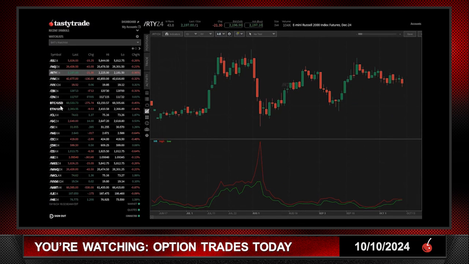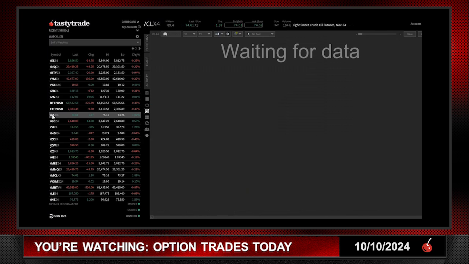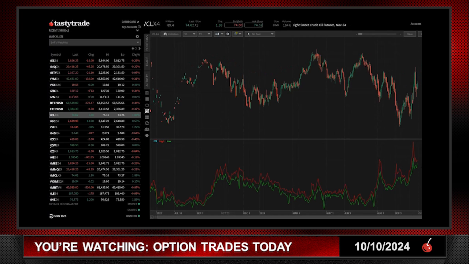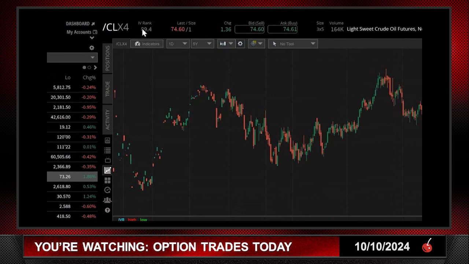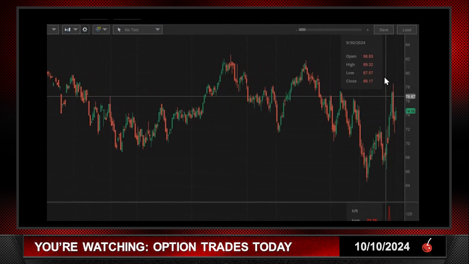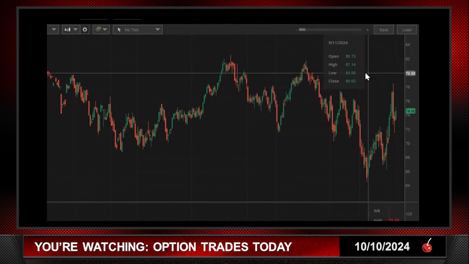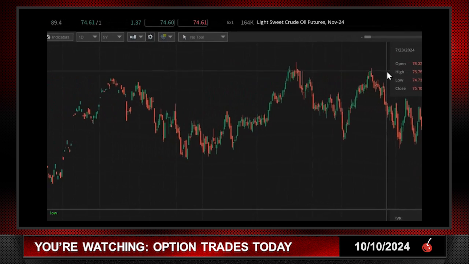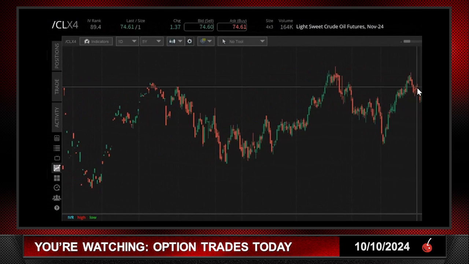But there is something to take a look at in oil. Oil up $1.37 today. And you'll notice that the IV rank is quite high here at 89. It's about as high as it's been in recent history, as the product is pretty much range bound, especially the higher end, up around 82. Now, oil always has call skew to it.